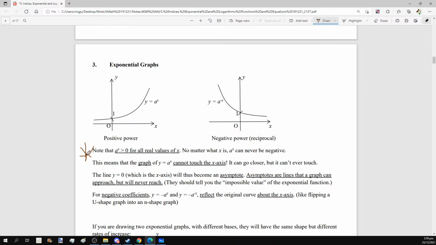Of course, this assumes that we are working with real numbers in the first place, because our syllabus is restricted to real numbers. So in this scenario, because every single output is positive, it will always be above the x-axis. In other words, we can expect the graph to be floating. So that is one key detail that we will need to work with.